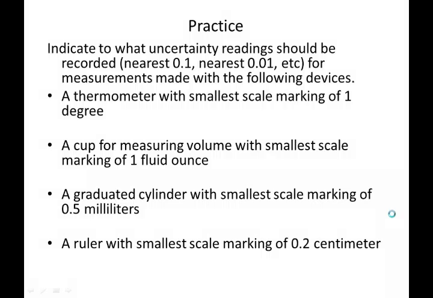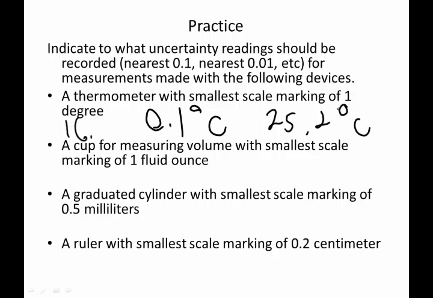Okay, so if a thermometer has a small scale marking at every 1 degree, that means you're going to estimate, you're going to record to 0.1 degrees Celsius. Now that's not necessarily going to be your measurement. You might have 25.2 degrees Celsius or 16.9 degrees Celsius, but you're always going to end on that 1/10 of a degree. A cup for measuring with scale markings every 1 fluid ounce, well, you'd estimate to the nearest 0.1 fluid ounce.